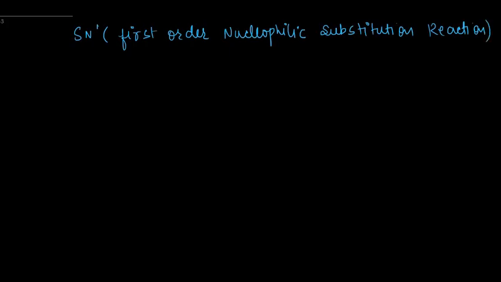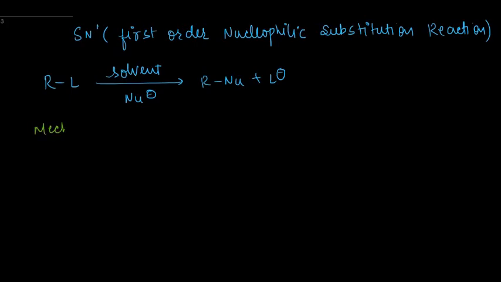Let's say we have RL, which is dissolved in a solvent, and we have a nucleophile over here. So it gives us R-Nu plus L minus, the leaving group, and the nucleophile. So how does it follow the mechanism? Which kind of mechanism does it follow? So let's see the mechanism.